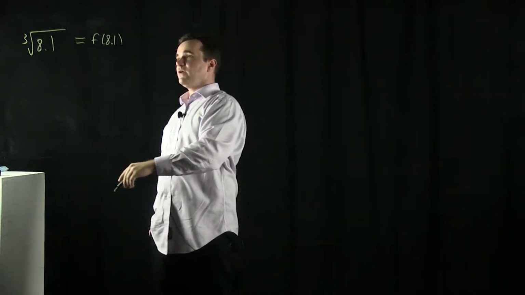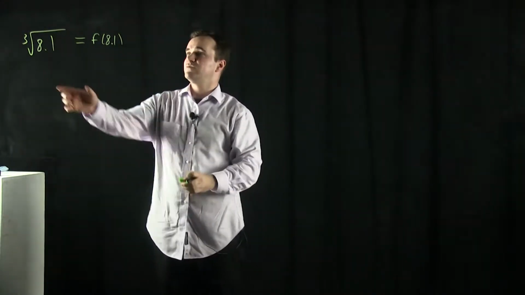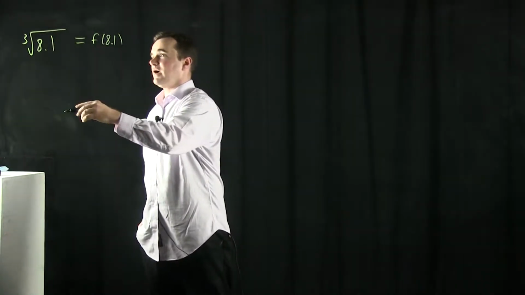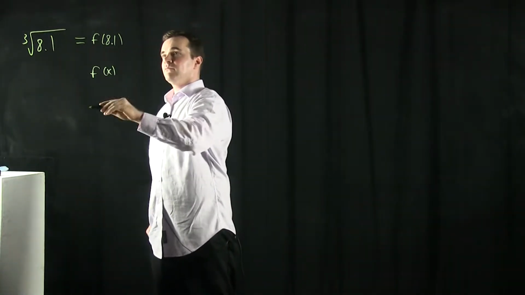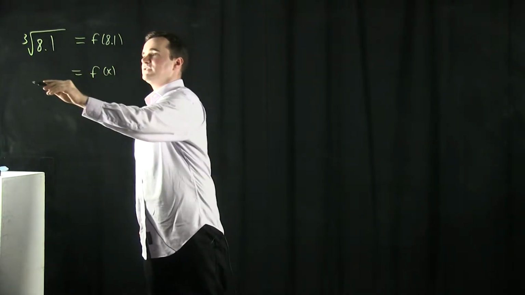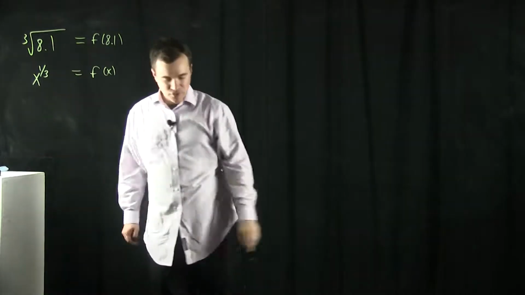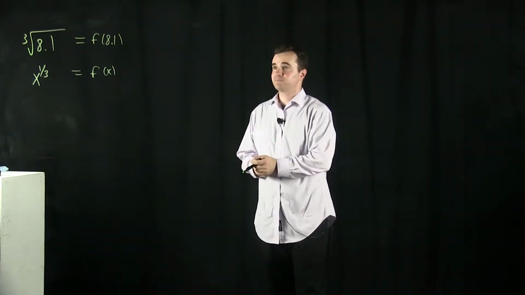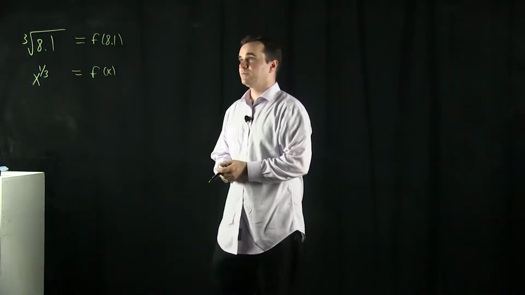8.1, where my function f, I could invent 100 functions that have this value at the point 8.1, but a very natural one to think about is f of x equal to, let's say, the cubed root of x. You could write cubed root, or you could write x to the 1/3. They both mean the same. So f of 8.1 is the cubed root.